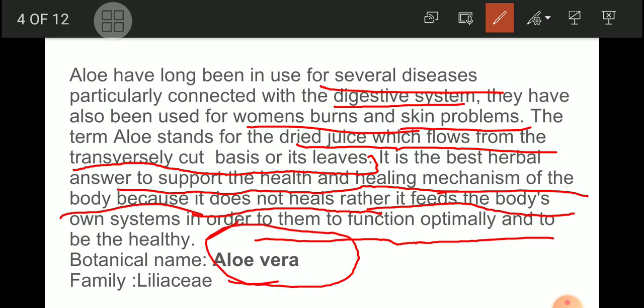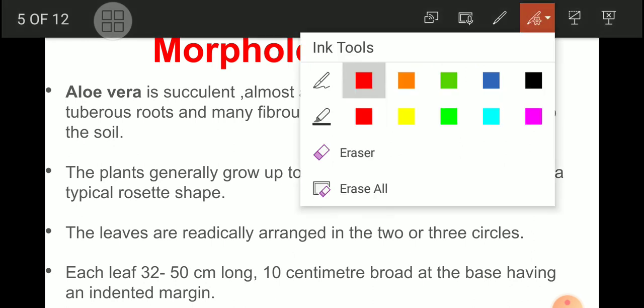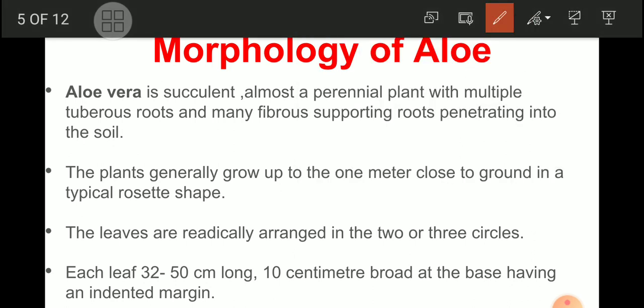Botanical name is Aloe vera and it belongs to family Liliaceae. Keep in mind. Now some morphological characteristics of this plant we have to study. Aloe vera is a succulent, leaves are succulent, meaning it is a xerophytic plant, growing in a xeric area. Another interesting characteristic of this plant I will tell you: this plant is salt resistant, so it grows in saline soil also, isn't it?